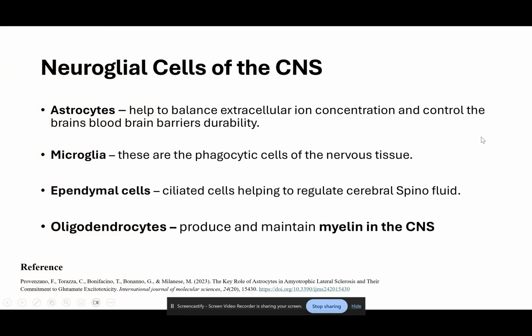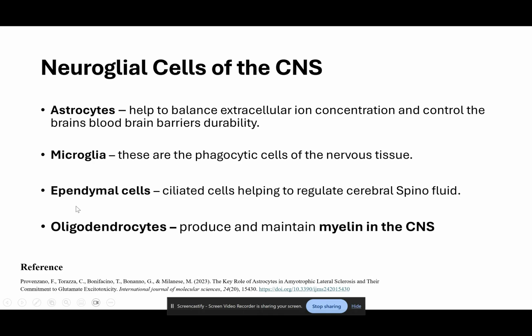And there's a variety of different types of glial cells. Starting from the top, we have astrocytes. They help balance the extracellular ion concentration and also control the brain's blood-brain barrier and make sure it's very durable. This plays a very big role in making sure that outside substances do not reach the inside of the brain. We also have some different types of defense cells, the microglial cells. These are the phagocytic little eaters of the nervous system that help to keep everything nice and healthy.